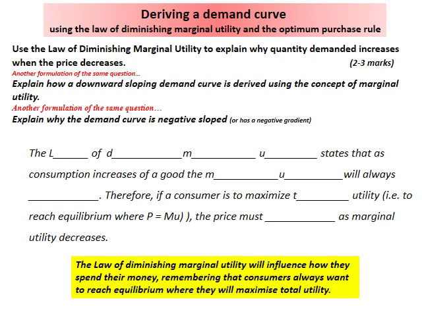And so you can see that the first word is law. The law of diminishing marginal utility states as consumption increases of a good, the marginal utility will always decrease. Therefore, if a consumer is to maximize total utility, in other words, to reach equilibrium where price equals marginal utility, the price must decrease as marginal utility decreases. So I would leave you to complete that and make sure that you have a clear memory of this for your first test and of course later for the final exam.